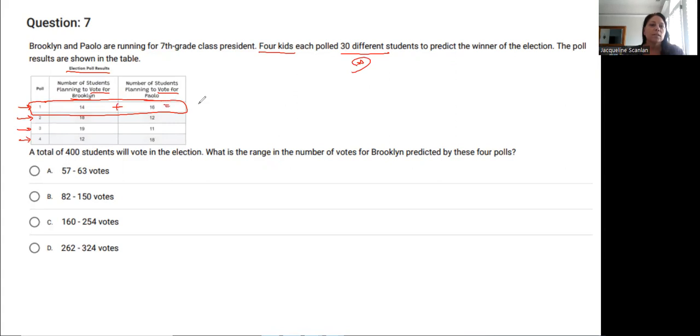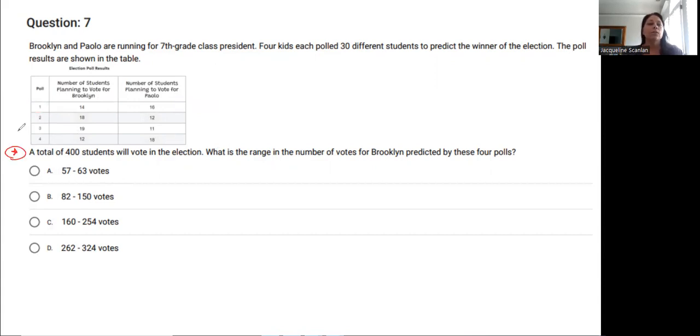14 plus 16 does equal 30. All right, and you can go through the rest of the chart and notice that all of these row totals are going to be 30. That's because each one of these individual students here polled a total of 30 people. Okay, so based off that chart, it's going to give us a next step, another question.